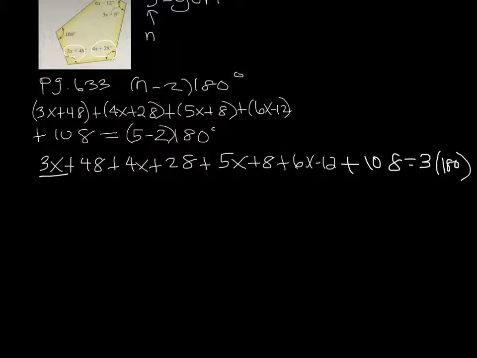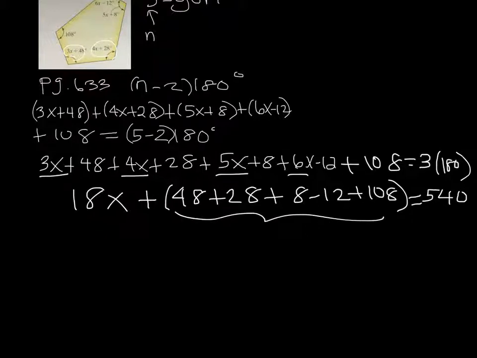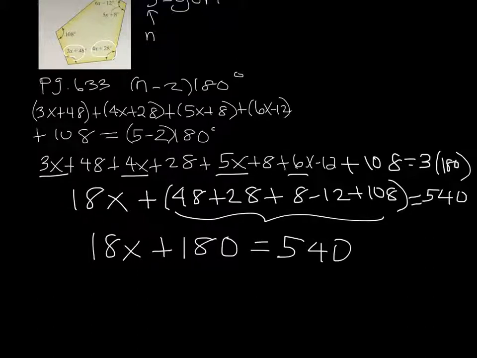Okay, so let's combine like terms. 3x, 4x, 5x, 6x. So we have 7x plus 5 is 12x, plus 6 is 18x. And then the other like terms: 48 plus 28 plus 8 minus 12 plus 108. And 18 times 3 is 540, right? Let's just add these up using my calculator. So we have 18x plus, all this is 180, and that's equal to 540 degrees.